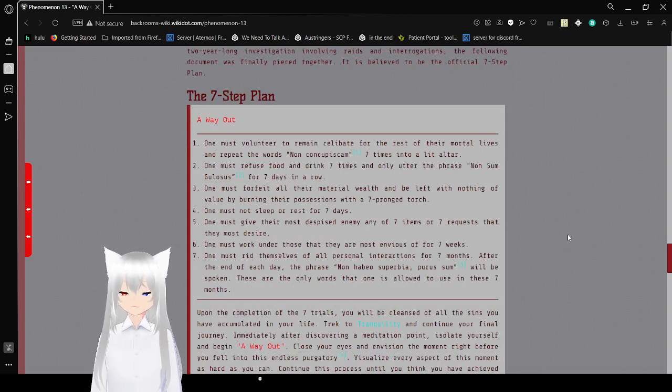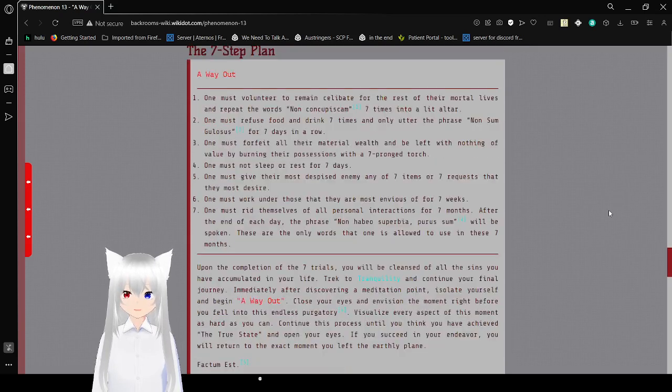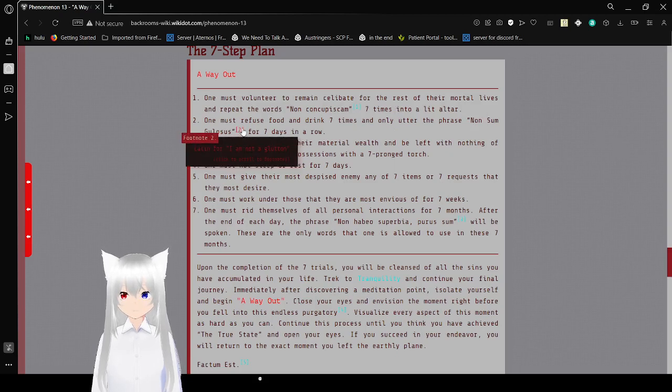The seven-step plan. A way out. One, one must volunteer to remain celibate for the rest of their mortal lives. I repeat the words, Latin for I will not covet, seven times into a lit altar. Two, one must refuse food and drink seven times in order to phrase non sum ungulosis, Latin for I am not a glutton, for 7 days in a row.